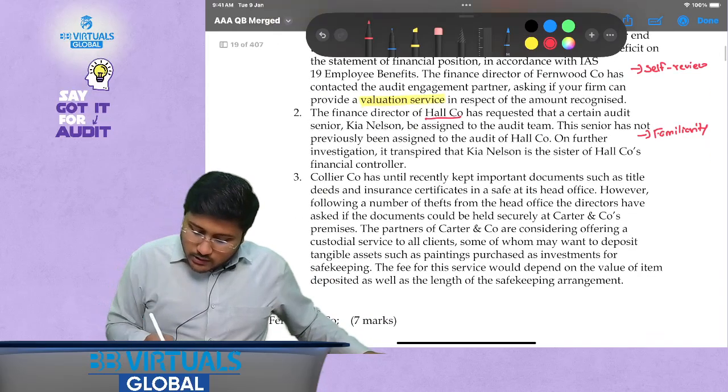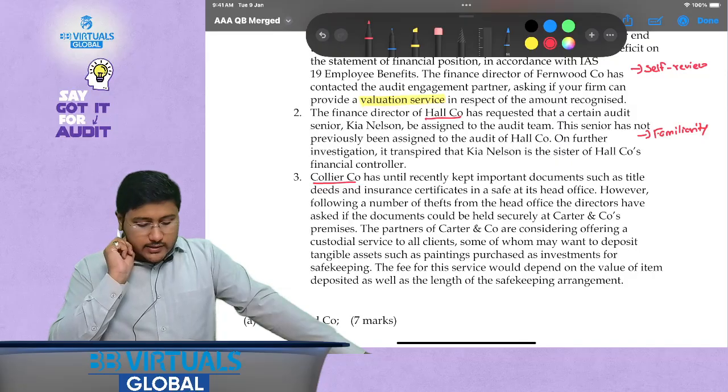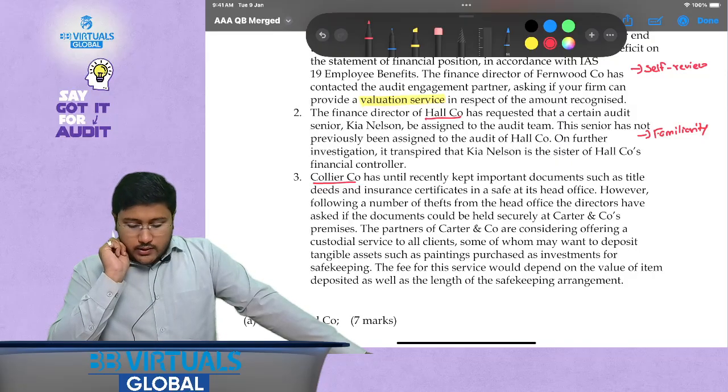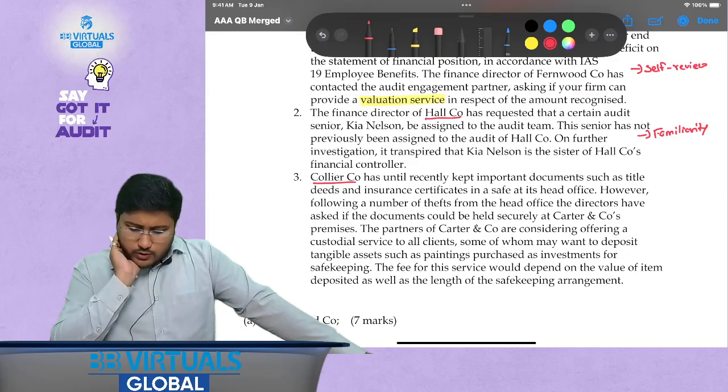Okay, now the third one, Collier Company has until recently kept important documents such as title deeds and insurance certificates in a safe at its head office. Okay, they have kept it at their head office.